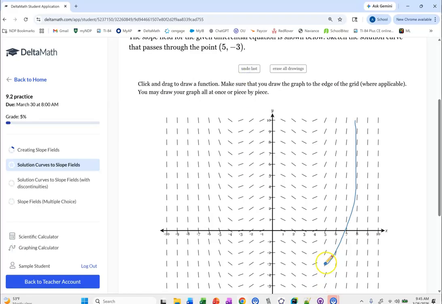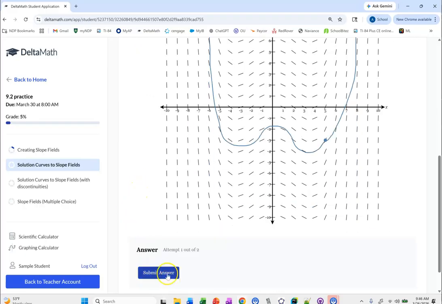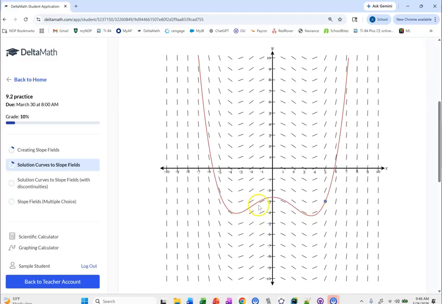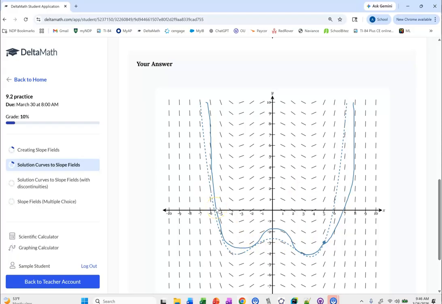Undo last. Okay. Well, that stinks, but I can deal with that. And I'll say, okay, that's my sketch. They'll either say it's close enough or not. It says good enough. So the red is the actual solution. And there's the comparison of the actual solution versus mine. They said, okay, close enough. And that's what this will be. Do you guys feel okay doing this?